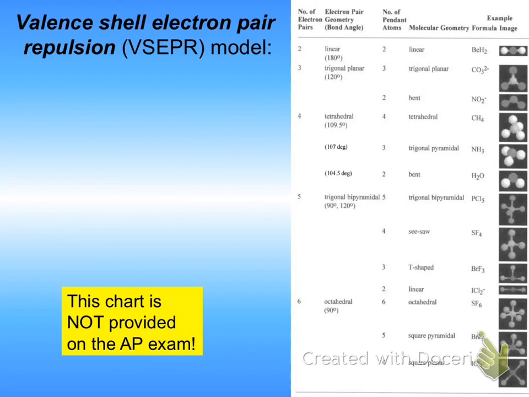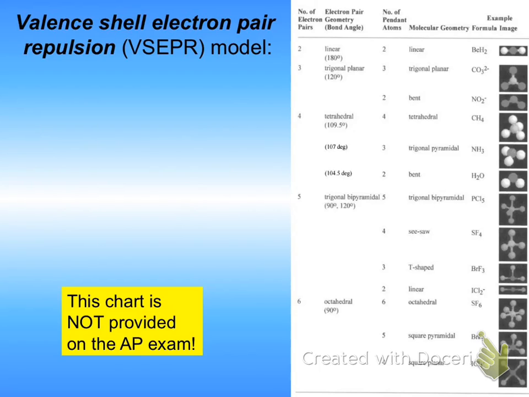Now, there's a lot of stuff to memorize, I understand that. So what I'm going to do is post this sheet that you see on the right side of the page here onto Edmodo. If you want to use that for your homework, if you want to print it off and use it for your reviews, you can do that. Note that this chart is not provided on the AP exam.